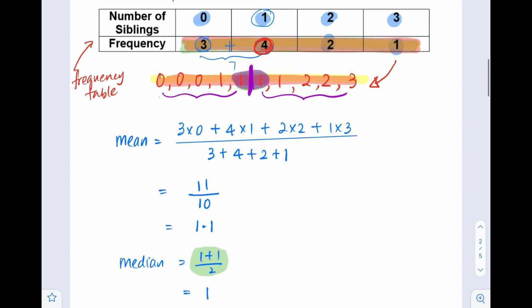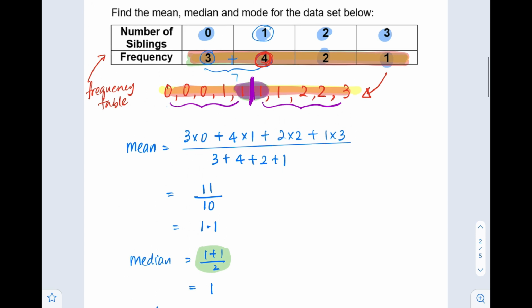So that is how you find mean, median, and mode when you have your data presented in a frequency table.